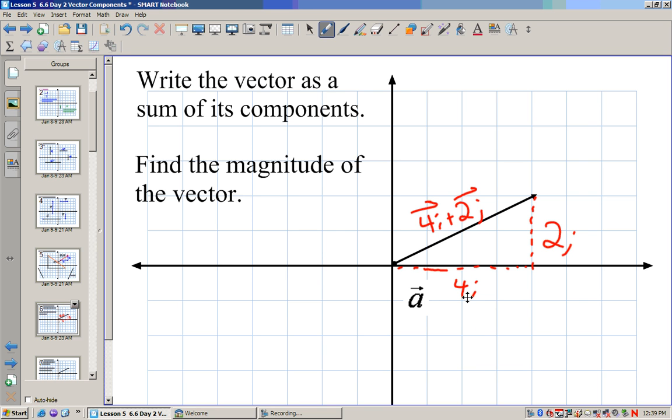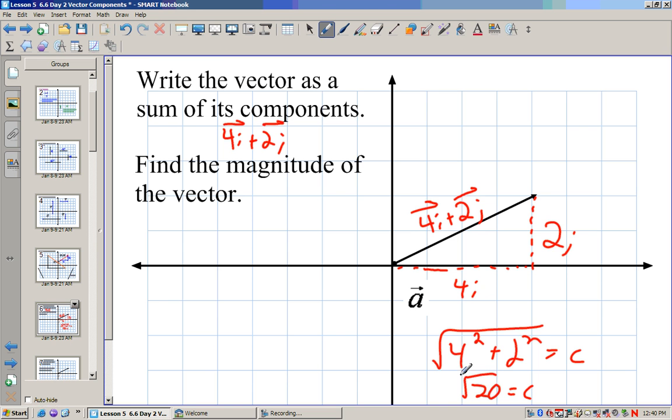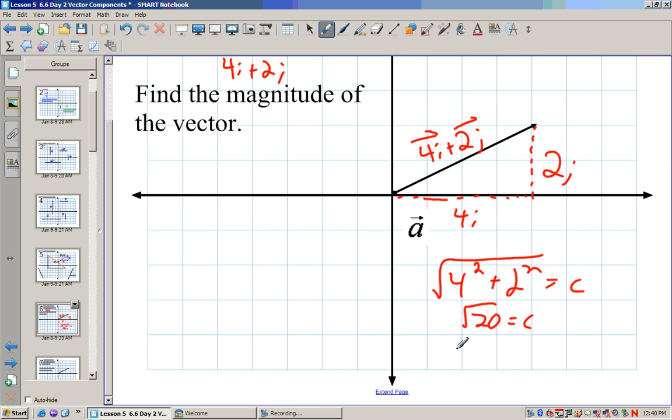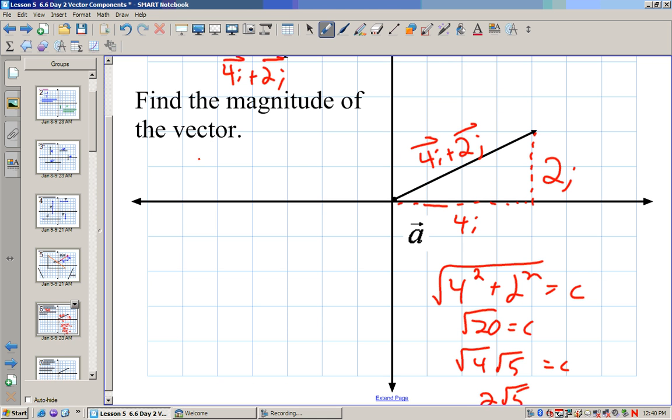Now if I want to find the magnitude of that vector, so the vector is 4I plus 2J, and the magnitude of that is going to be, we can get that using the Pythagorean theorem. So 4 squared plus 2 squared, and square root that to get our hypotenuse. So 16 plus 4 is 20. Now I can take a root 4 out of that, so that would be root 4 root 5, so this would be 2 root 5. So the magnitude is 2 times the square root of 5.